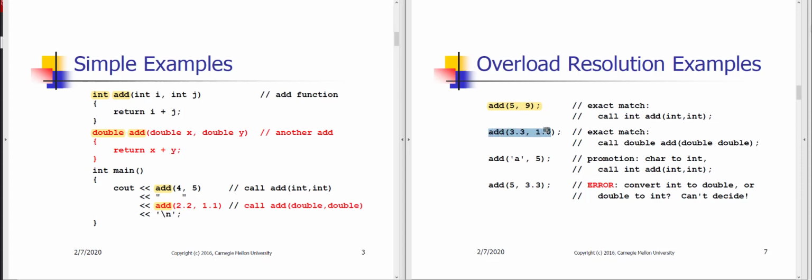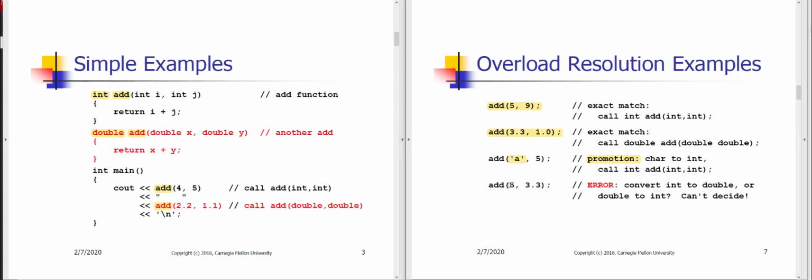In the case add of 3.3 and 1.0, again, the name of the function is add, each of the arguments is double, and we do have an exact match that expects 2 double parameters. This next case we can resolve by using a promotion. We can promote the character A to an int, and then we have found a match for this add function receiving 2 int parameters.